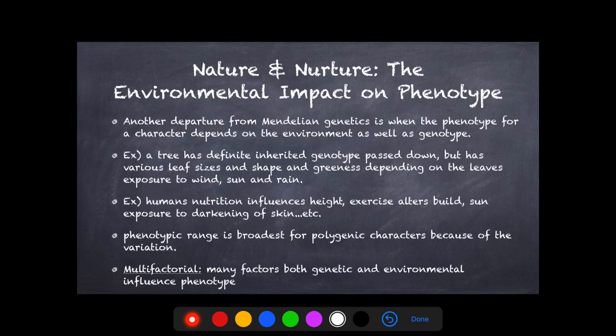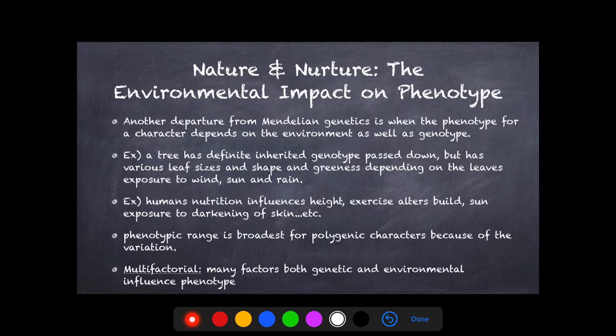Maybe one side of the tree gets a lot more sunshine than the other, so the color green is going to look darker on one side and lighter on the other. And then rain also, how much water is it getting? Is there going to be more water on one side, another side? How does the rain affect the tree in general?